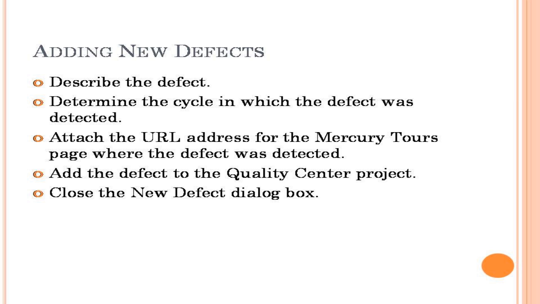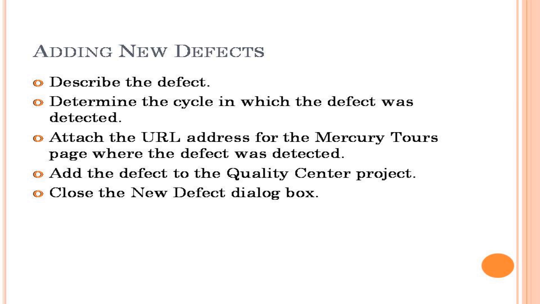6. Attach the URL address for the Mercury Tours page where the defect was detected. Click the Attach URL button. The Attach Uniform Resource Locator (URL) dialog box opens. Type the URL address of the Mercury Tours page, http://qualitycenterservername/mtowers. Click OK. The URL name is displayed above the description box.